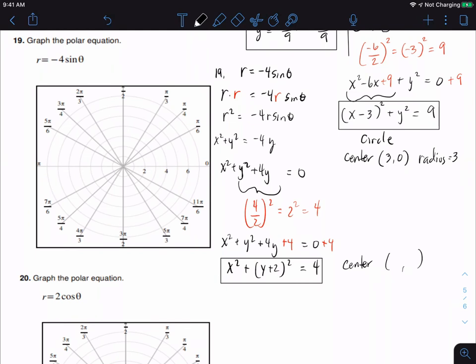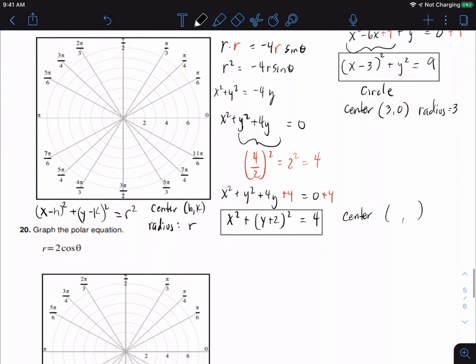Not 4 comma 0. So the equation for a circle, just so you guys know, is x minus h squared plus y minus k squared is equal to r squared. So the center is h comma k, and the radius is just r. So, close, Leah, we're going to get, for x, is there an h? So here, I'll try to help you guys. If I went x minus what would give me x squared? So it should be 0 plus y plus 2 squared is equal to, and then this is 2 squared. So maybe that'll help you guys.